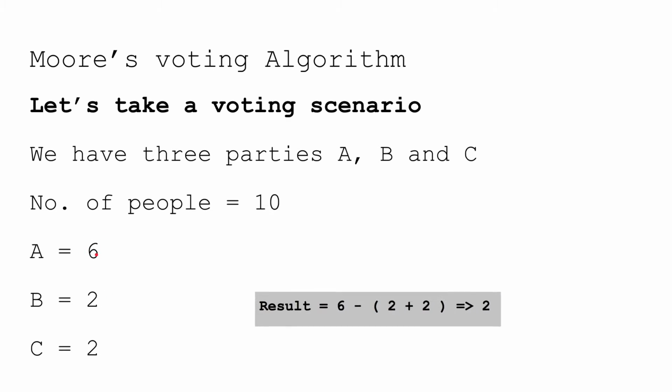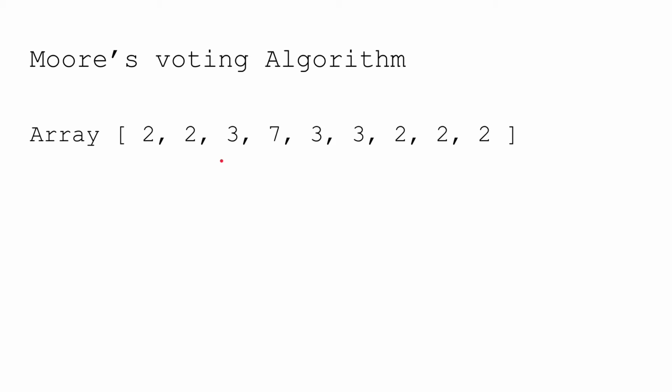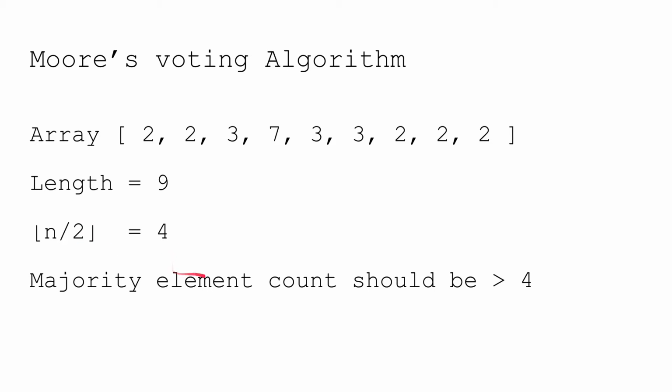In a similar way, while solving this problem, it is saying that if the occurrence of each element E can be cancelled with all other elements that are different from E, then E will exist till the end if it is a majority element. Now we will see a dry run on an array to understand this statement better. Here we have this array on which we will be doing the dry run, whose length is 9 and the floor value of n by 2 is 4. That means the majority element count should be greater than 4.